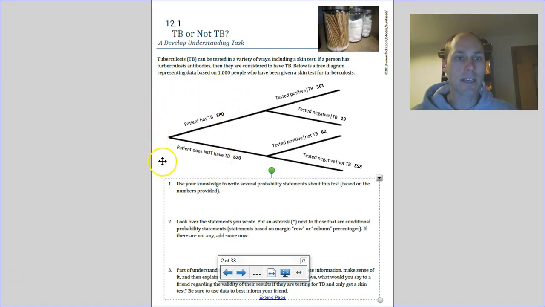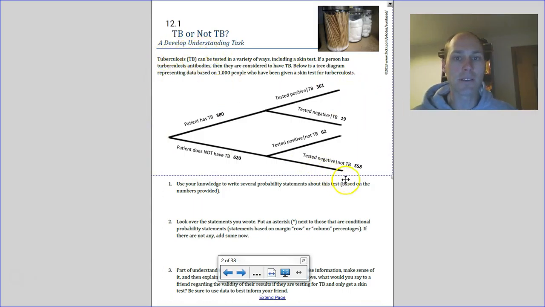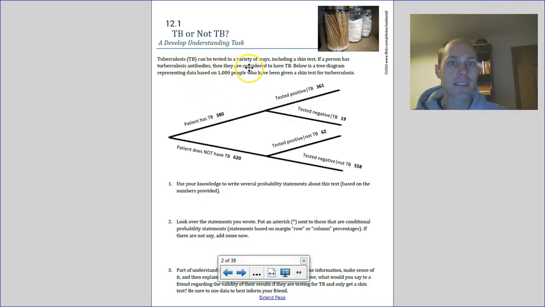So we're going to take a look at TB, tuberculosis. It can be tested in a variety of different ways. One of those is a skin test. If a person has tuberculosis antibodies, they are considered to have TB. Here's a tree diagram representing data based on 1,000 people who have been given a skin test for tuberculosis.